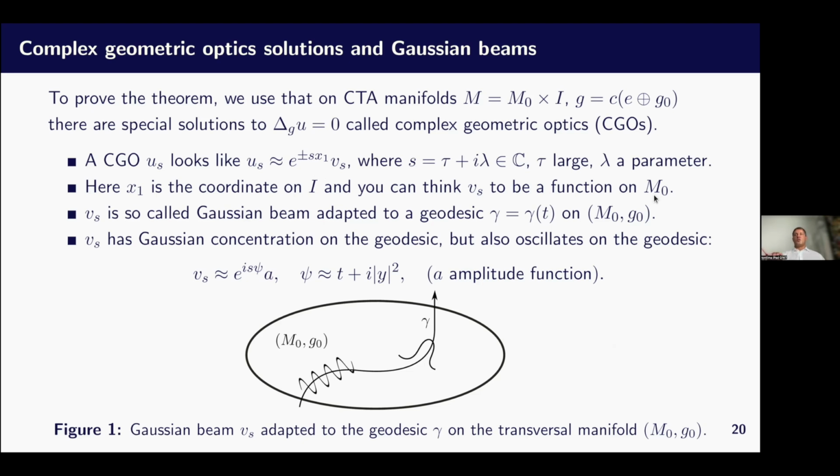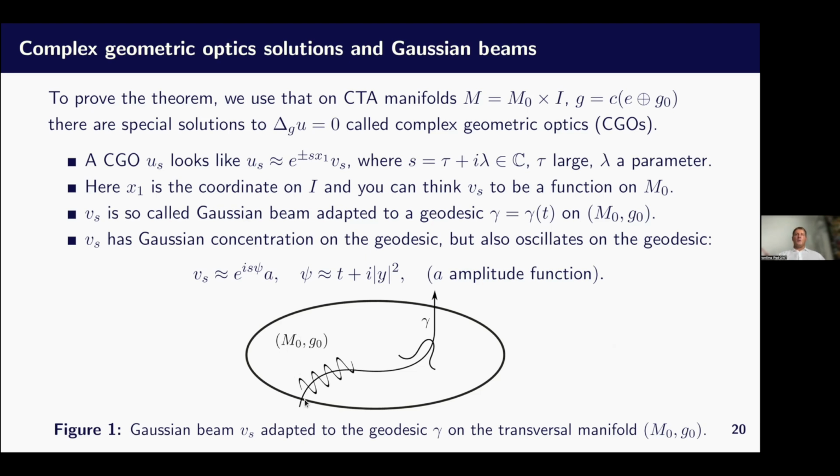You remember the picture I had in the beginning. So M0 was the bottom of this cylinder. So you can think that b is a function on the bottom of the cylinder. Now we choose this b_s to be a so-called Gaussian beam, which is adapted to a geodesic on this transversal manifold (M0, g0). Below here is a picture of the situation. Let me explain. Here this curved path is a geodesic on the bottom of the cylinder, so on this transversal manifold. And this Gaussian beam has two fundamental properties.